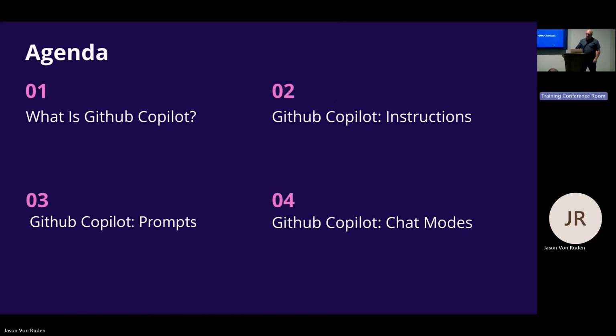From the agenda today, we're just going to talk about what is Copilot, just to level set everybody, and then talk about what the features of GitHub Copilot are. Then we're going to get into Copilot instructions and what they actually are. Next, we'll talk about GitHub Copilot prompts, and then finally chat modes, which is where the true power of using GitHub Copilot and a lot of the other tools, but Copilot specifically, lies.